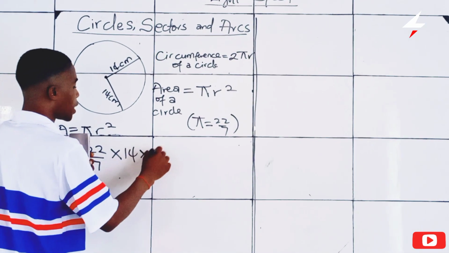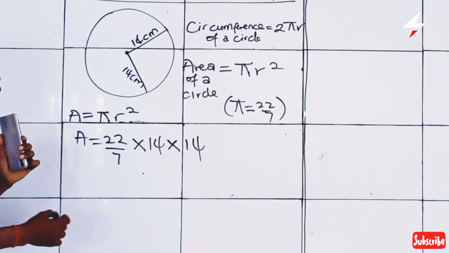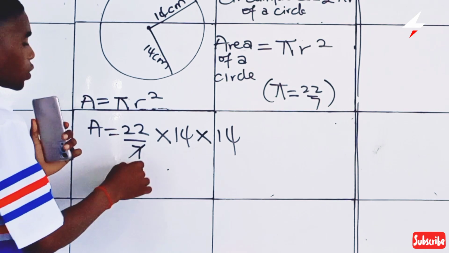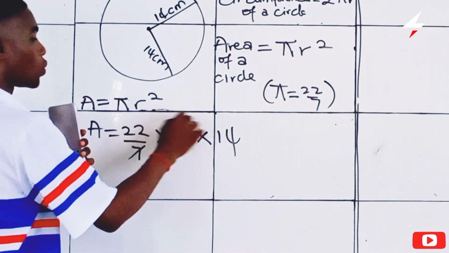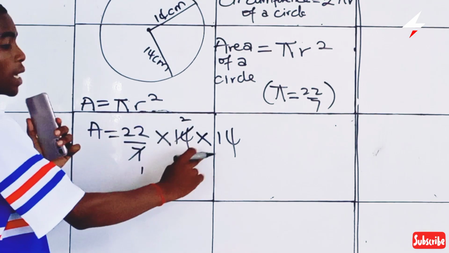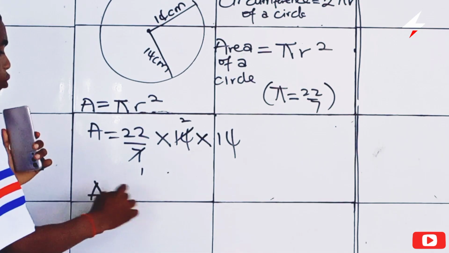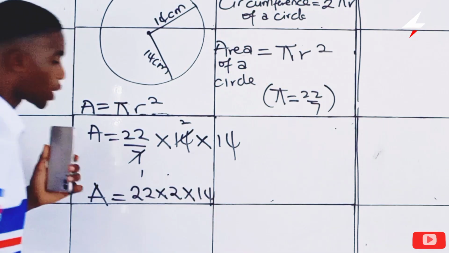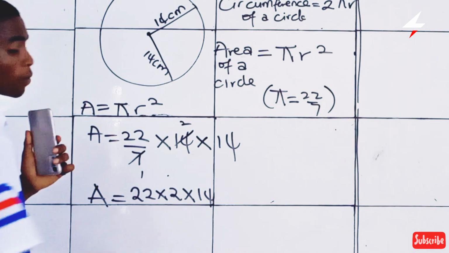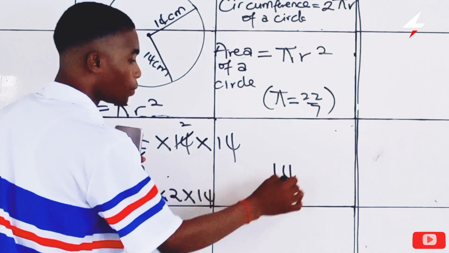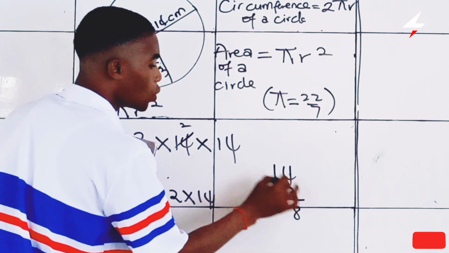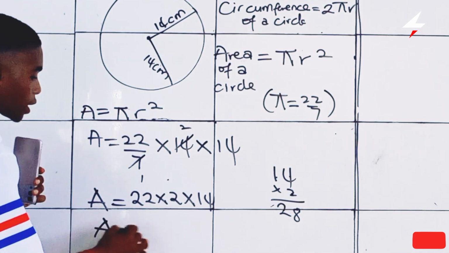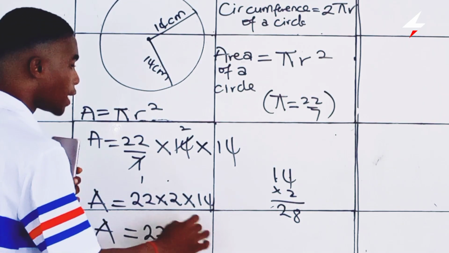So 14 times 14. And when we do that, we can decide to break down with 7 and one of the 14s. So 7 here gives us 1. 7 goes into the other 14, it gives us 2. So I'm left with 22 times 2 times 14. So A will be equal to 22 times 2 times 14. Let's multiply first. 2 times 14 gives us 28. I needed to do that so that you see it very clearly. So we have A is equal to 22 times 28.